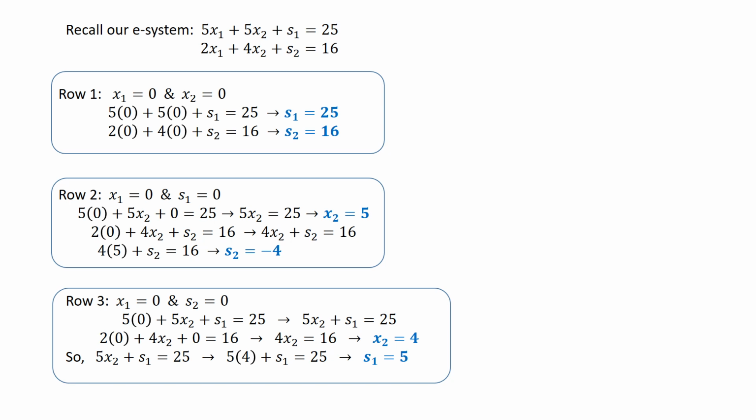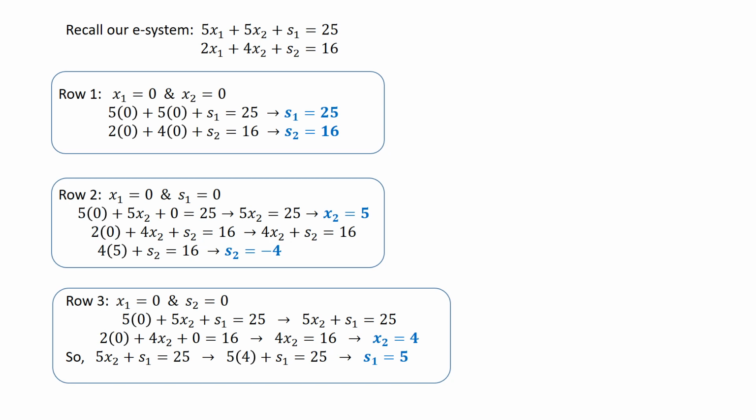But I put our system on the top, 5x1 plus 5x2 plus s1 equals 25. 2x1 plus 4x2 plus s2 equals 16. And for example, I'm just going to talk through row 3. So in row 3, we had let x1 equal 0 and s2 equal 0. So I'm looking at this last box here.